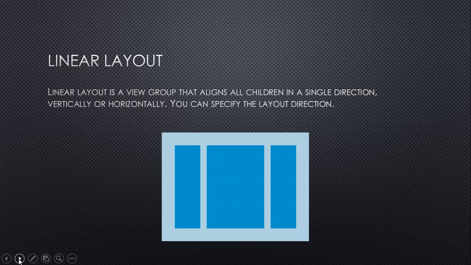Now, you can also specify the layout direction. In this particular image right here, all the children of this view group, that is child 1, child 2, and child 3, are all arranged horizontally. Now we could also arrange them vertically. So if you're using the linear layout, it means that for every view that you add to your layout, it will just fix itself horizontally or vertically after the previous view.